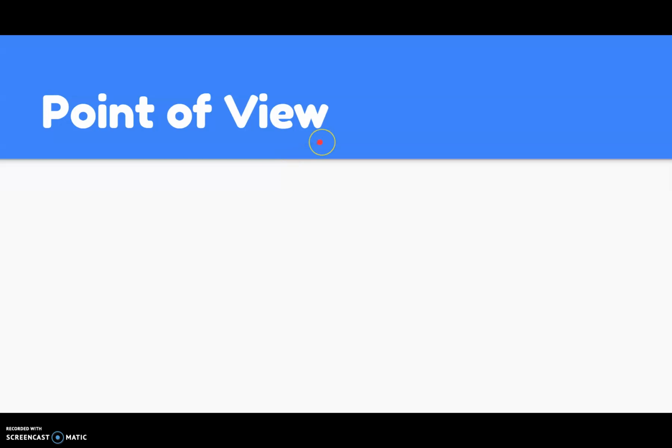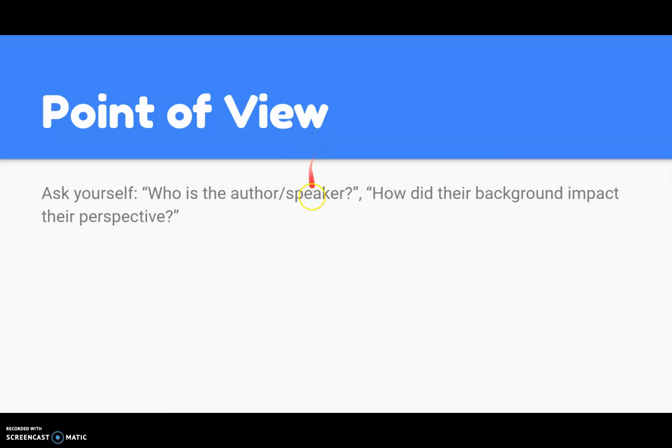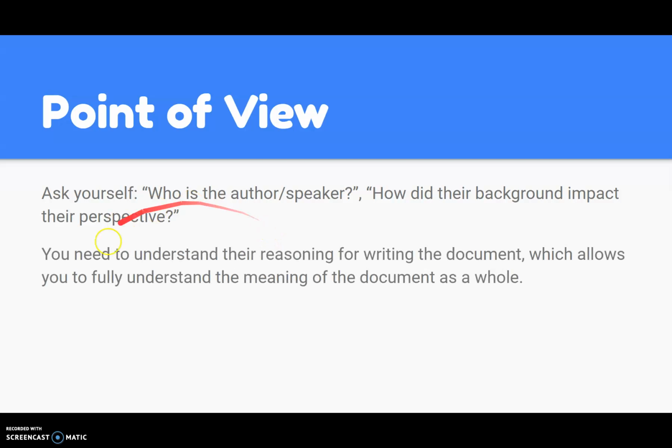Point of view, this is one of the elements of sourcing. What I want you guys to do is to ask yourself who the speaker is and how their background impacts their perspective. You need to understand the reasoning for writing the document, and this really helps you understand it more. You're not going to see an athlete write about a scientific discovery. You're most likely going to see a scientist writing about a scientific discovery.